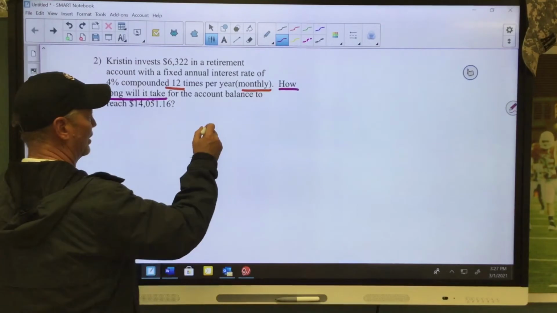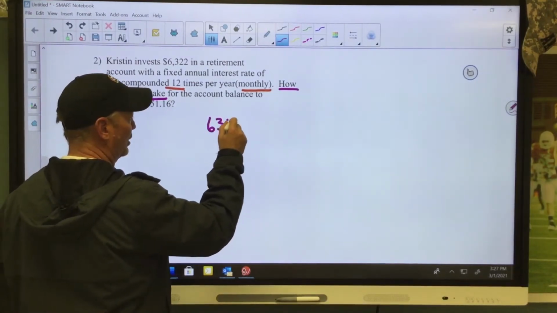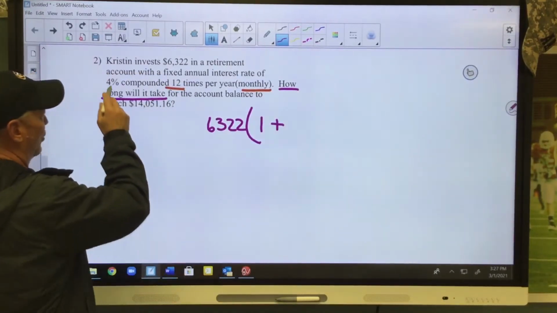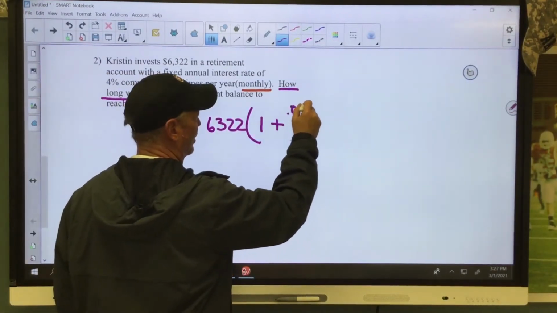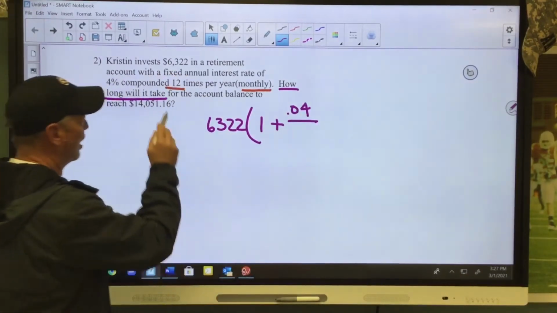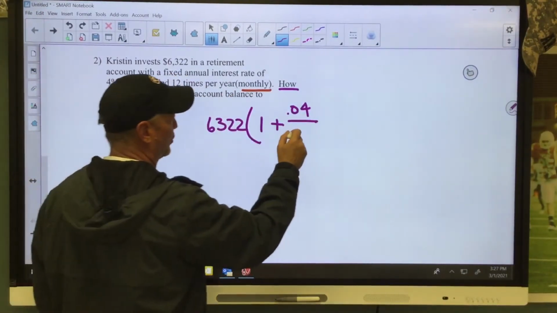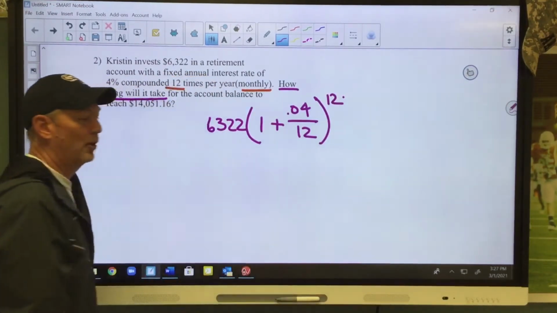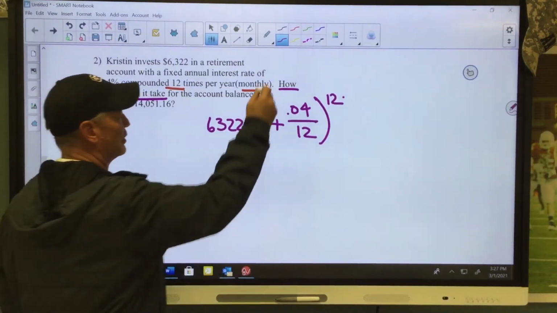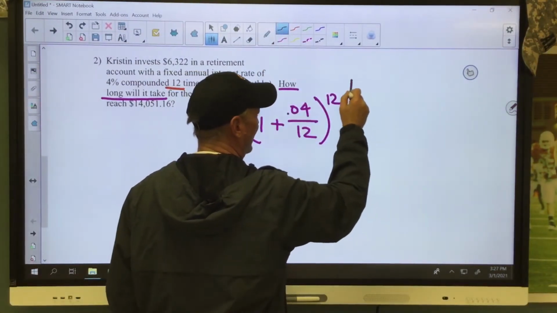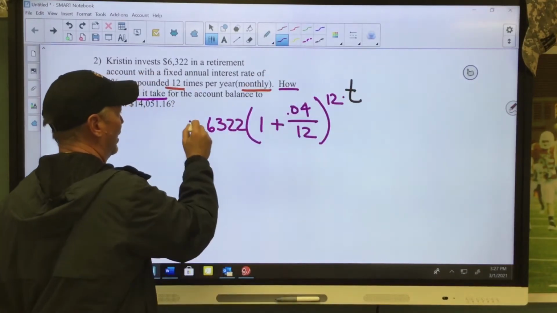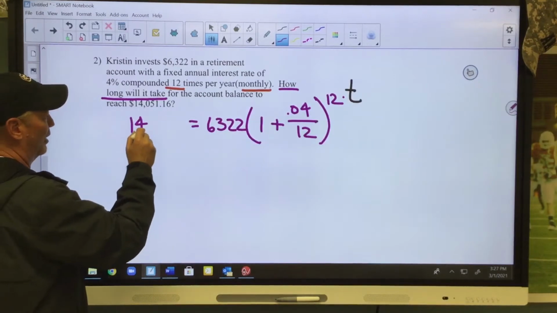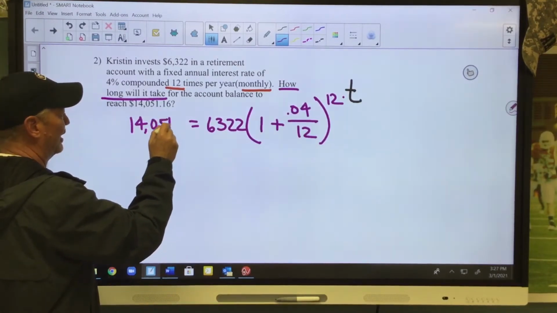So we're going to invest $6,322. We're going to do 1 plus our rate, which is 4%, compounded 12 times or monthly. But we don't know the time. We don't know how many years it's going to take. This is the unknown. That's the one we're looking for. And we want our balance to be $14,051.16.